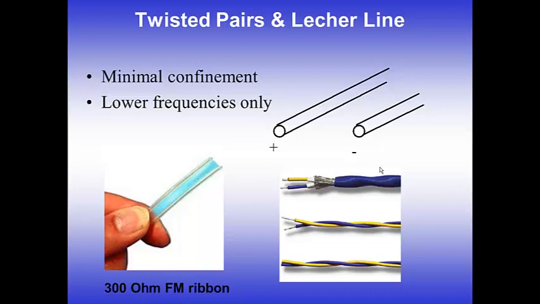So this kind of arrangement gives fairly minimal confinement or shielding of the signal and is generally used only at the lower frequencies. But one noticeable example of a Lecher line on the bottom left is the FM ribbon cable that's often used in radio systems.